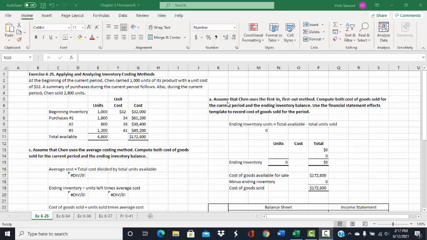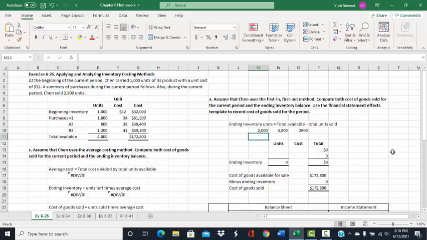In part A, it says assume that Chen uses the first in, first out method and compute both cost of goods sold for the current period and the ending inventory balance, and use the financial statement effects template to record cost of goods sold for the period. So the first thing that we want to do is to determine the number of units that we had left at the end of the period. We know that we had 4,800 units available for sale, and the problem stated that we sold 2,800 units. So that means that we had 2,000 units left at the end of the period.